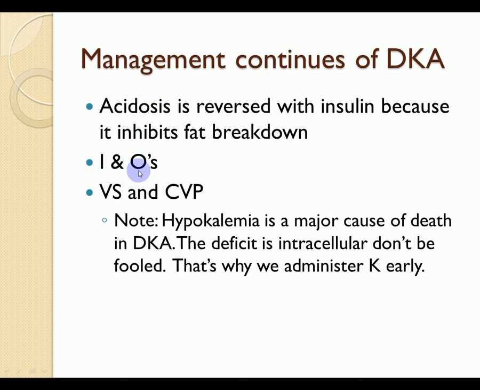I's and O's, vital signs. They may also be getting central venous pressure checks. Note, hypokalemia is a major cause of death in DKA. The deficiency is in the intracellular, so don't be fooled. That's why we administer potassium early.